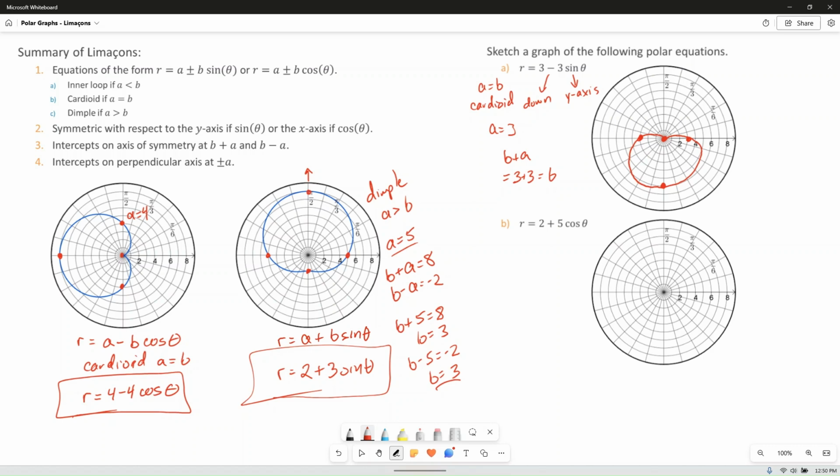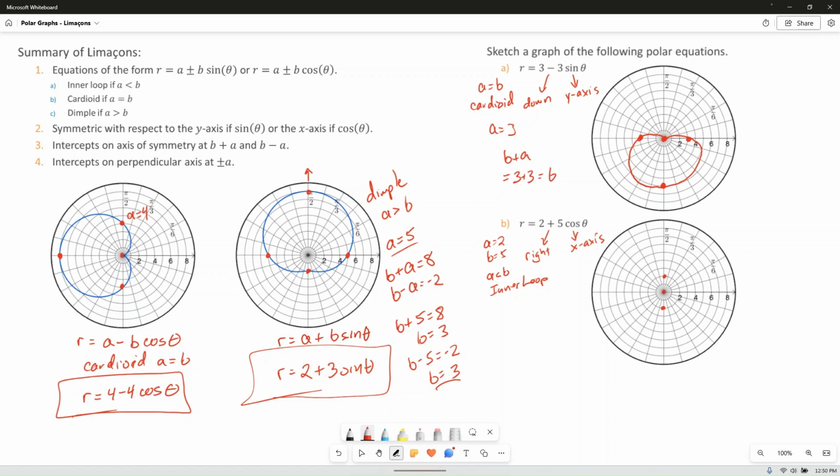R equals 2 plus 5 cosine of theta. So again, as soon as we see that cosine, I know this is going to be oriented along the x-axis. It is a plus, so I know that means it's going to be oriented to the right. And my a value is 2, my b value is 5, and since the a value is less than the b, I know this is going to be an inner loop. It is oriented in the x direction, so the y-intercepts are going to be at a. So on the y-axis, we're going to go up 2 units and down 2 units. That's where it's going to hit the y-axis.